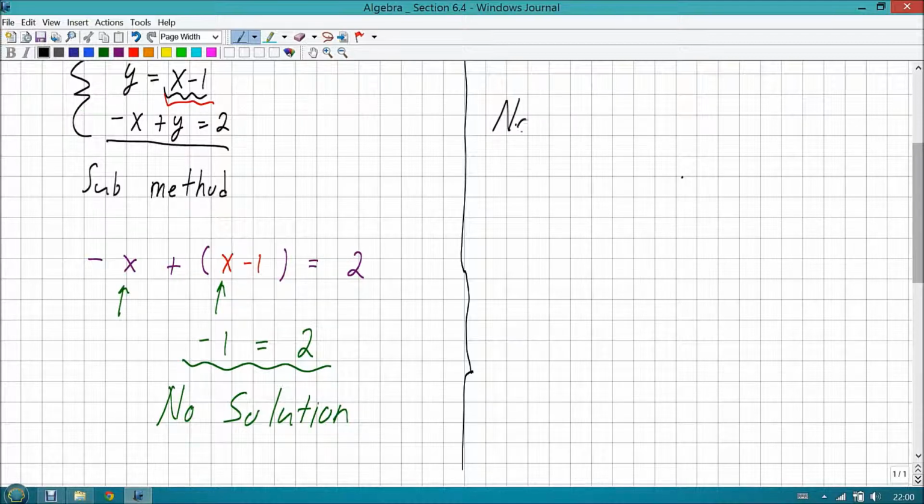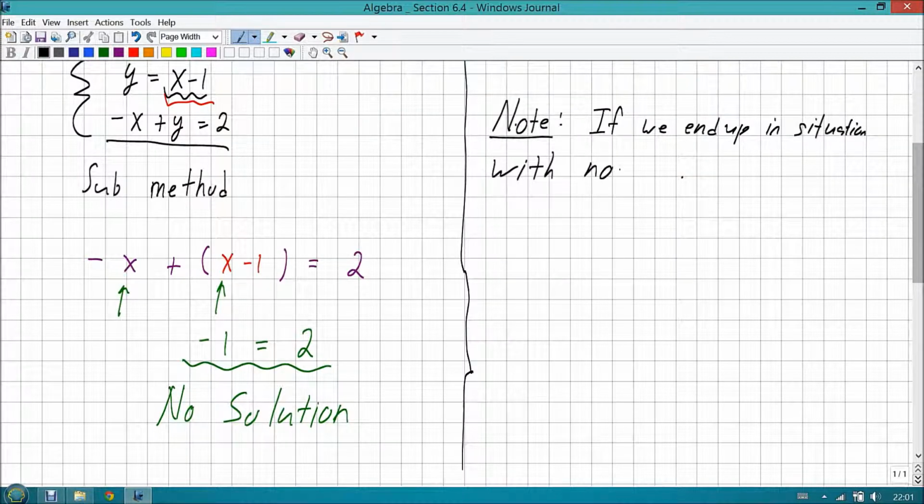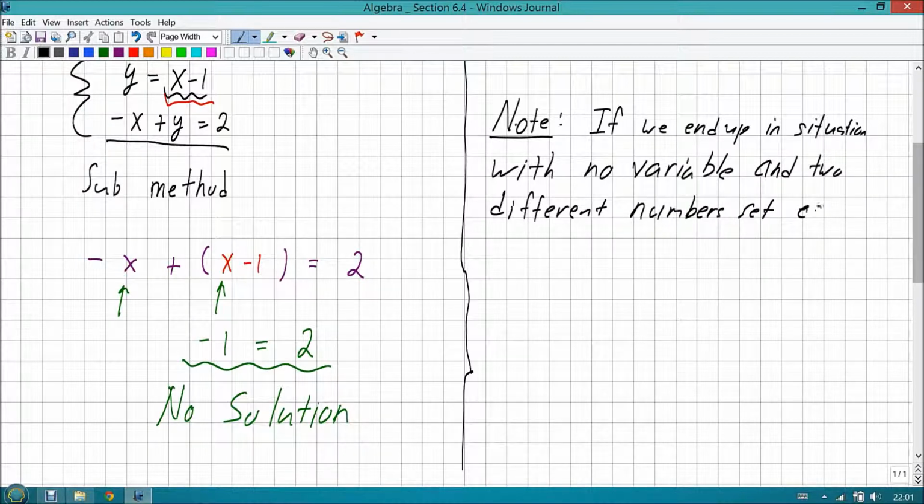So on the right, we're going to say note. If we end up in a situation with no variable, and two different numbers set equal to each other, then we have no solution.